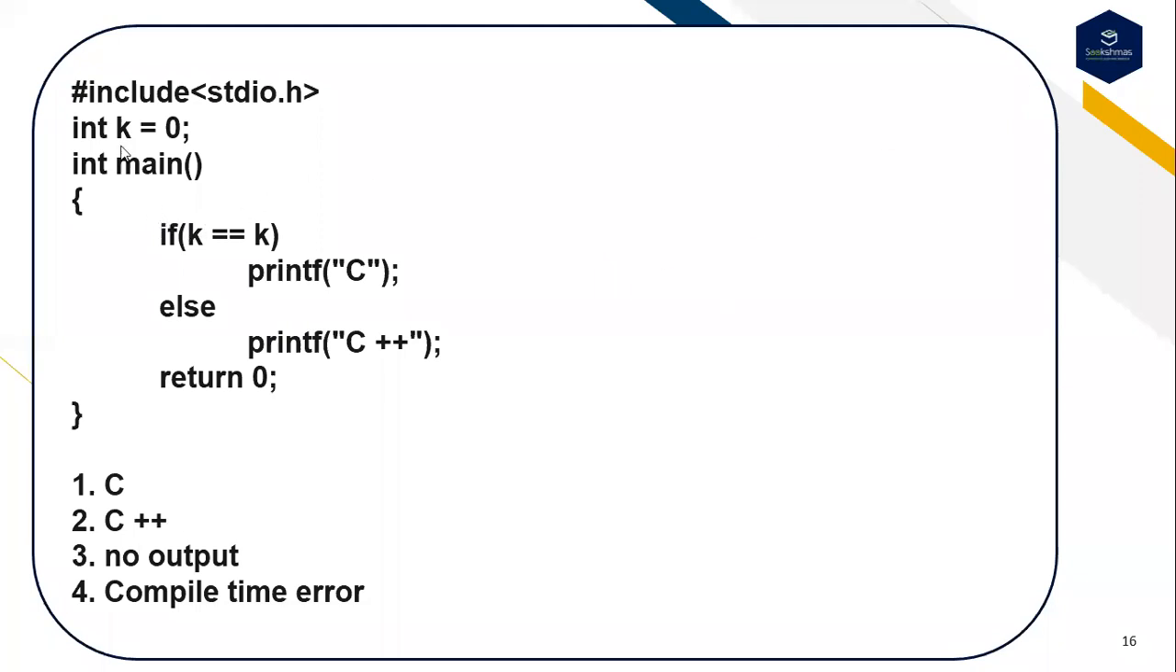This is the third question. int k = 0, int main. If k == k, if this is satisfied, it will print C. If the condition is false, definitely it will go for the else part and print C++. These are the following options: C, C++, no output, and compile time error.